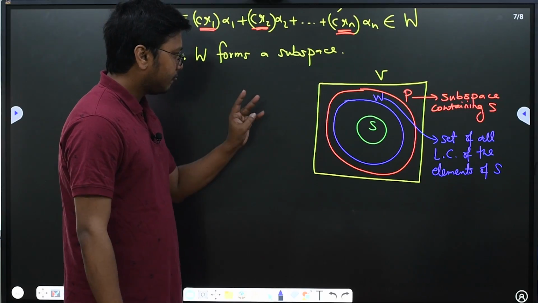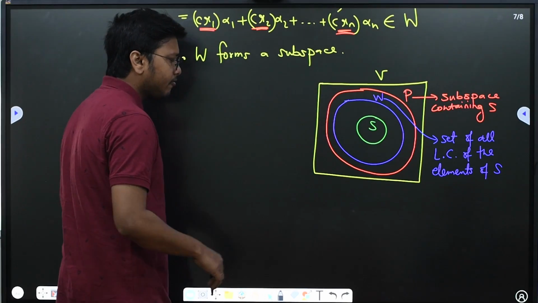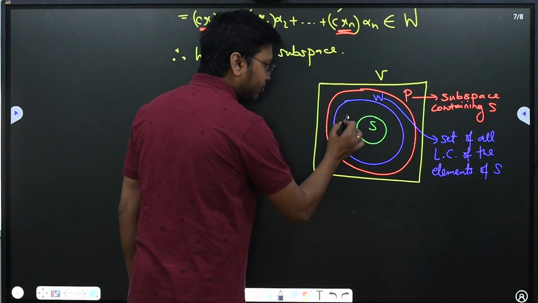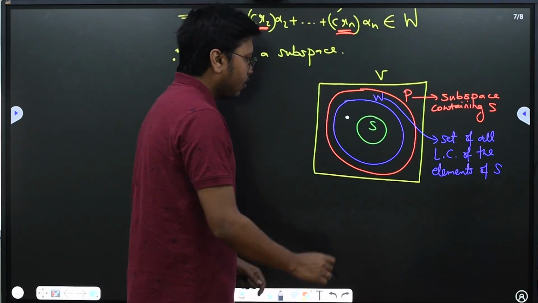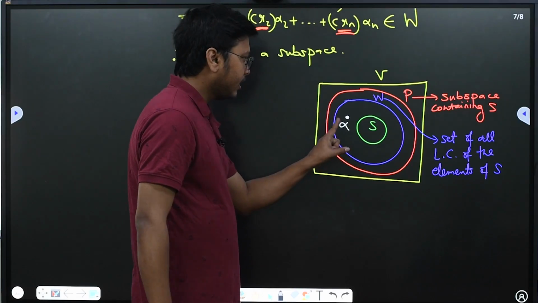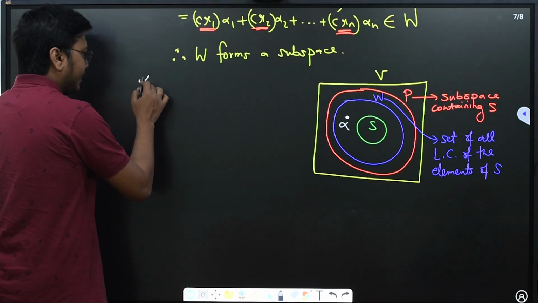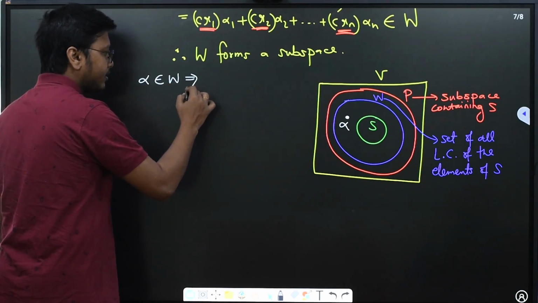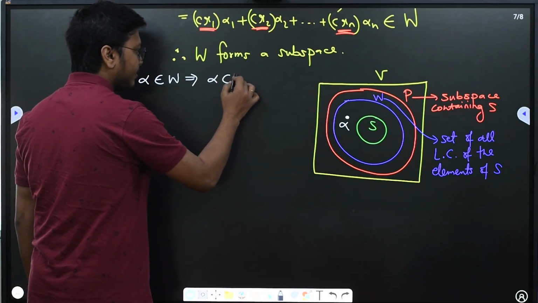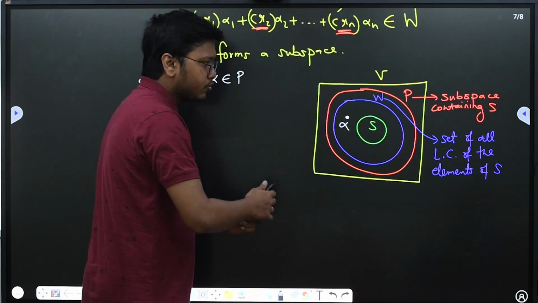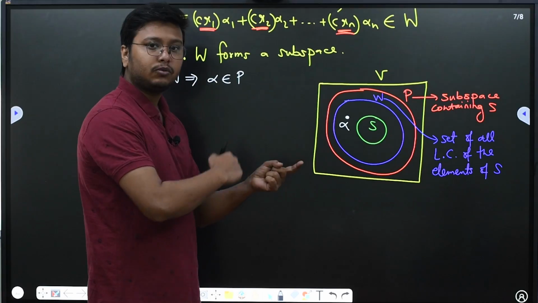Now you can see that for something like this to happen, whenever I take an element from W, I'm taking an element from the blue set, which is the W set. Whenever I take an element alpha from W, if this Venn diagram has to happen, then every time I take alpha from W, you can see automatically this alpha belongs to the P set also. Because P is a set containing W. So any element taken from W obviously belongs to the P set. But the vice versa is not true.